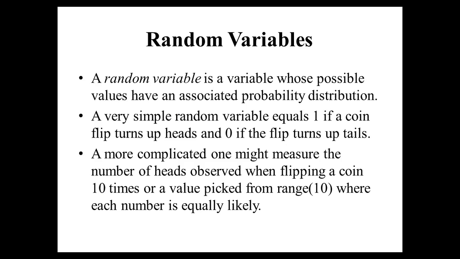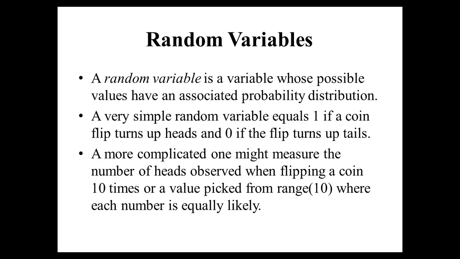Okay. A random variable is a variable whose possible values have an associated probability distribution. Here, associated probability distribution means how the value increases or takes some constant value. A very simple example: consider a random variable that equals 1 if a coin flip turns up heads and 0 if the coin flip turns up tails. It means that if I flip the coin, if it is head I will have the value one, and if it is tail I will have the value zero.